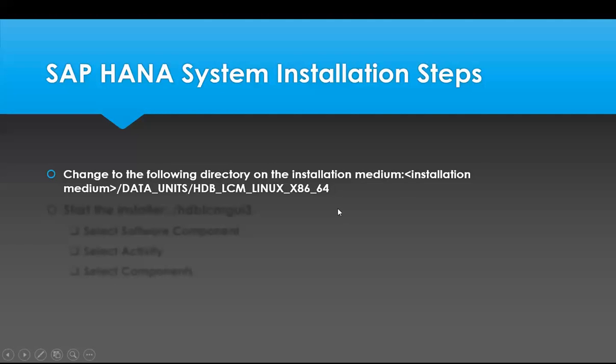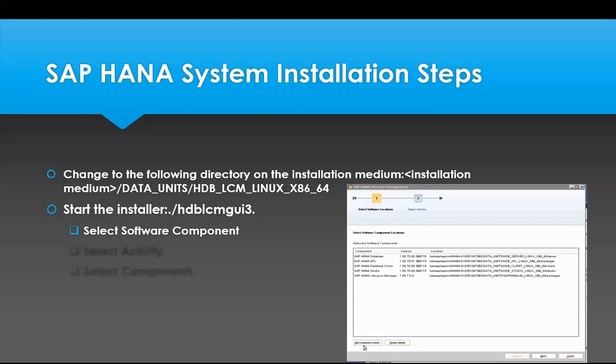So first, you have to change to this directory on the installation medium, hdblcm linux x86_64. First you get into there, and then you have to start the installer, that is hdblcmgui. We are doing the installation using the graphical user interface. We are not talking right now about hdblcm, that is only the command line. We are using hdblcmgui, the graphical user interface.